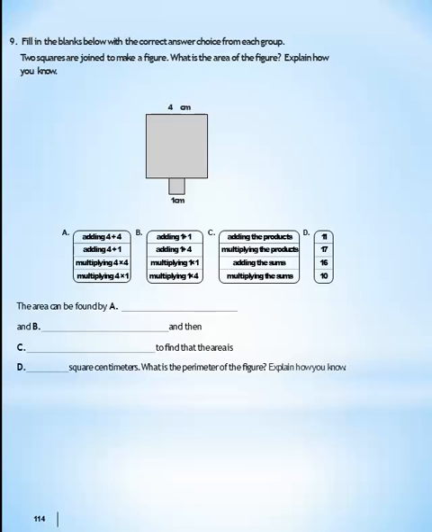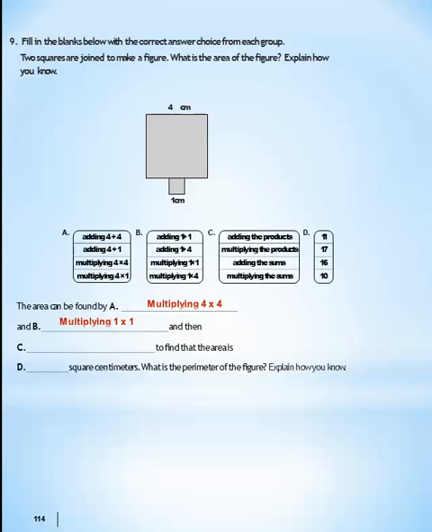Fill in the blank below. Here we have two squares and we need to find the area of this figure. Okay, the area can be found by, for the first square, multiplying 4 by 4, and for the second, small square, multiplying 1 by 1 and adding the products.